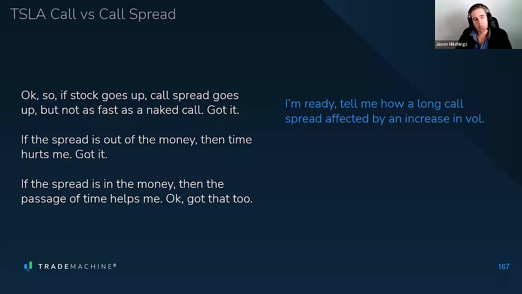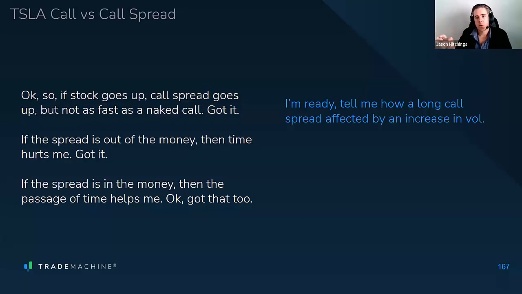If the spread is out of the money, then time hurts me, because when you're long, the one that you own is closer to at the money, it has more time value in it. And if the spread is in the money, then the passage of time helps you. It helps you get closer and closer and closer to your theoretical maximum, because the time value is caught up in the option that you sold. And so you want time to pass, so that the value leaks out of that thing. So those are big takeaways from that.